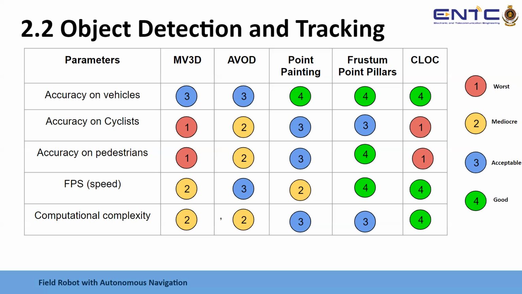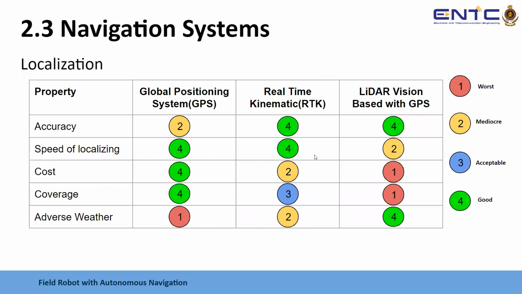But all of this data is tested on the KITTI test dataset, and depending on our requirements, such as detecting vehicles, cyclists, and pedestrians, and since a higher frame rate is preferred, we selected the object detection. And in the navigation system, we divided the navigation system into localization, path planning, and mapping.